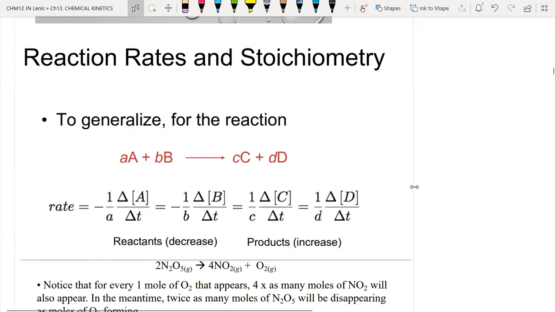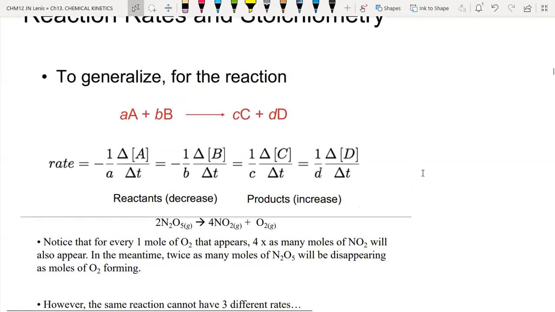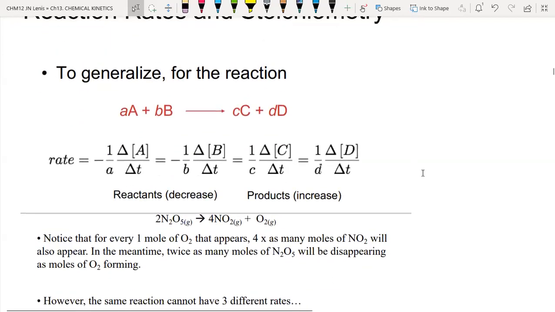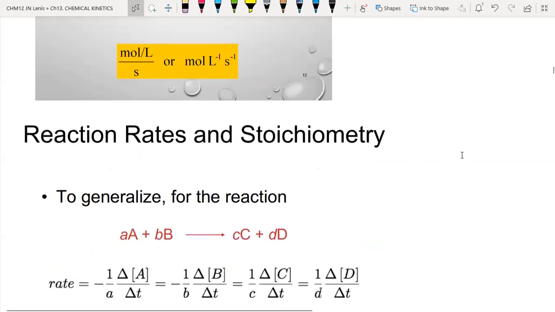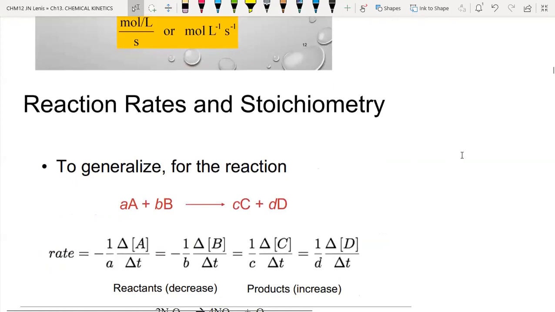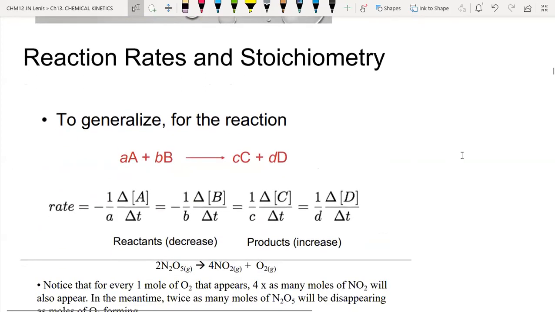Let me give you, now, there's another situation. What about the stoichiometry of the reaction? What happened with the stoichiometry of the reaction? So let's say this one here.